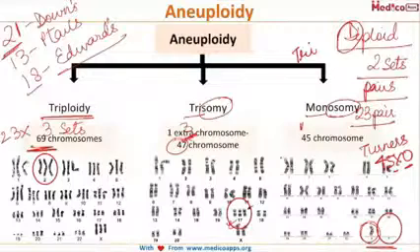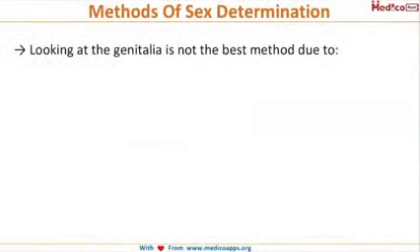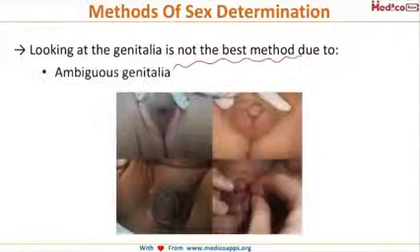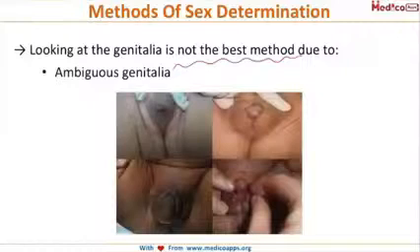Now, the second method for sex determination is looking at the genitalia. Now I told you this is the most common method, but not the best method. Why not the best method? Because we have ambiguous genitalia. What are these? When looking at the genitalia, you cannot determine the sex of the baby.